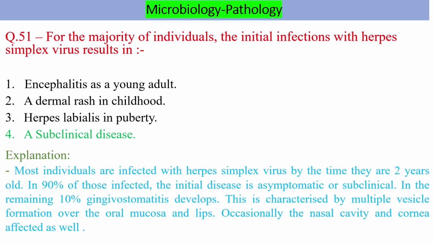Most individuals are infected with herpes simplex virus by the time they are 2 years old. In 90% of those infected, the initial disease is asymptomatic or subclinical. In the remaining 10%, gingival stomatitis develops. This is characterized by multiple vesicles formation over the oral mucosa and lips. Occasionally, the nasal cavity and cornea are affected as well.